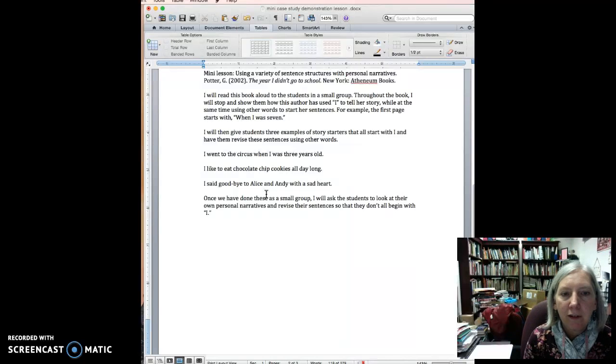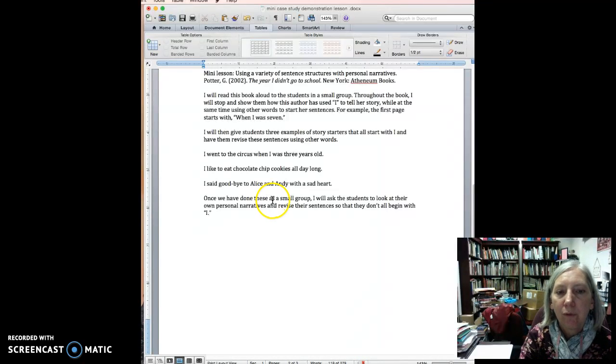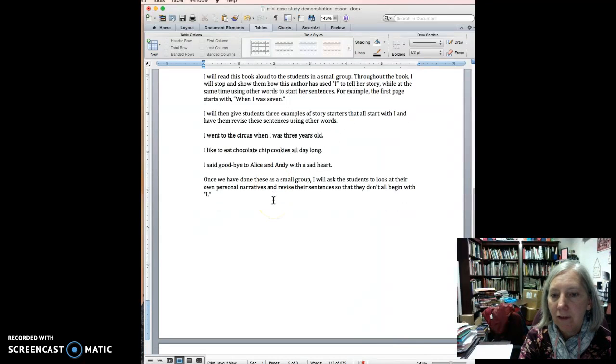The third one is, I said goodbye to Alice and Andy with a sad heart. So you could just revise that sentence by putting the phrase at the beginning like we've done with some of the others. Or again, you could say something like, it made my heart sad to say goodbye to Alice and Andy. My heart was sad when I had to say goodbye to Alice and Andy. Those are, again, some different ways helping the children to see what it is that they can do there. So once we've done these as a small group, I will ask the students to look at their own personal narratives and revise their sentences so that they don't all begin with I.